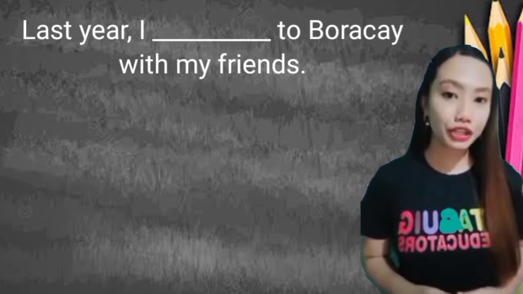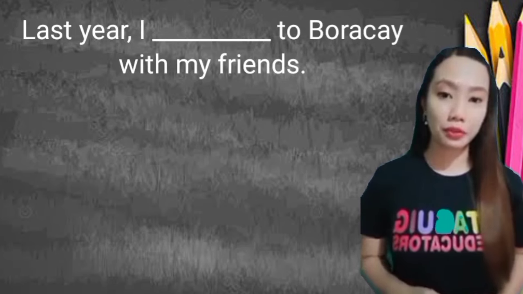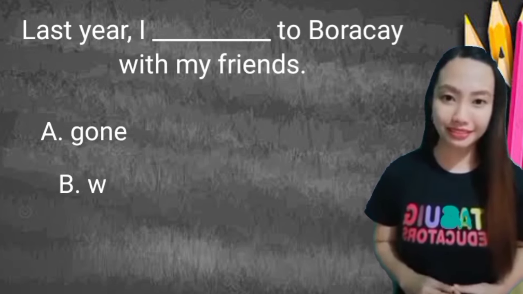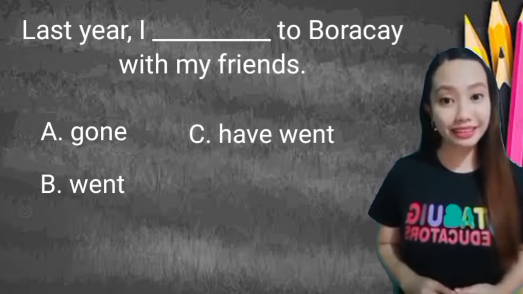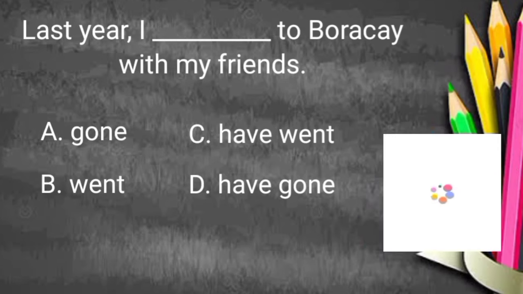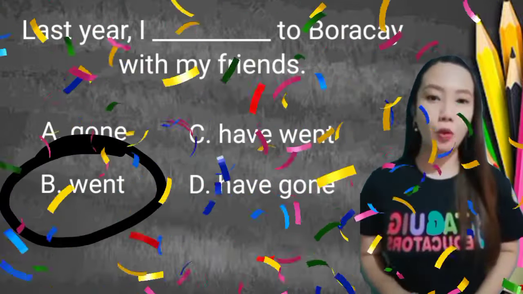Let's test how much you already know about the lesson. Choose the correct verbs to use in these two sentences. Number 1. Last year, I blank to Boracay with my friends. Letter A, is it gone? Letter B, went? Letter C, have went? Or letter D, have gone? Correct! The answer is letter B, went.